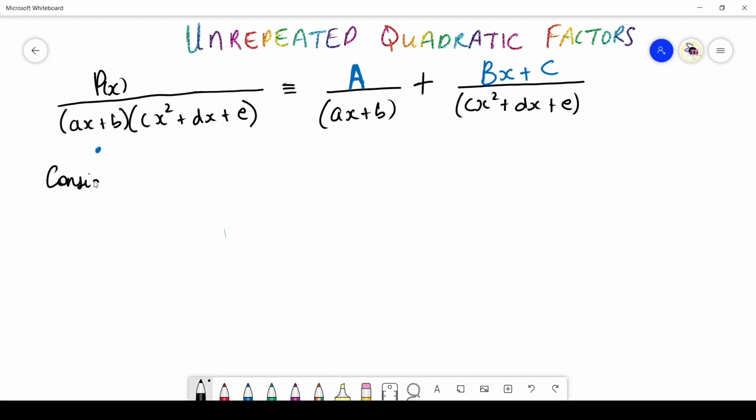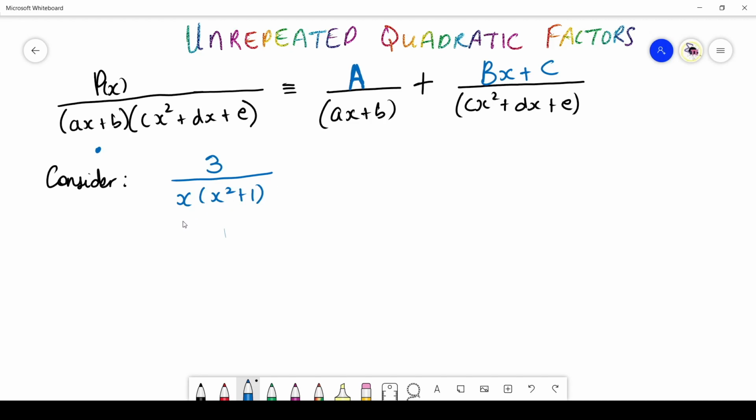So let's consider, shall I do a whole different example? We can. Let's do something very simple. So consider this question here. We have 3 on x by x squared plus 1. Okay, so that's a nice simple one. And we recognize that we have quadratic factors present, okay?